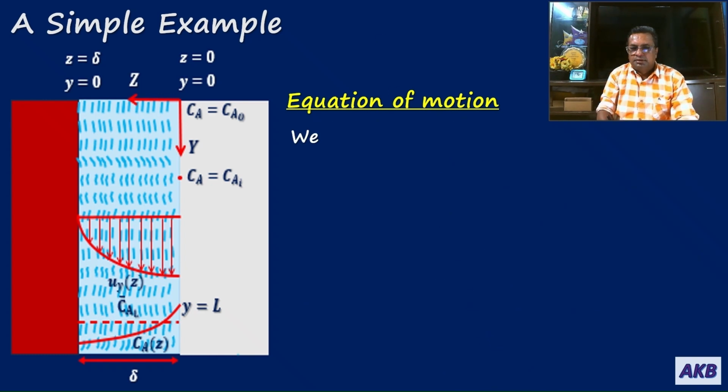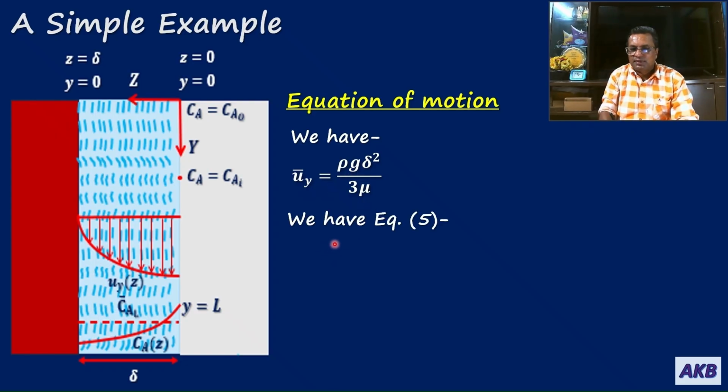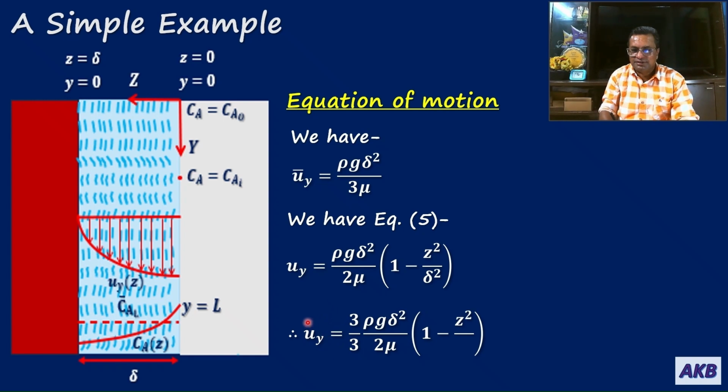Let us move ahead. So we got an equation for the bulk average velocity, u bar y is equal to rho g delta square by 3 mu. If we use it in equation number 5, which is uy equal to rho g delta square by 2 mu into 1 minus z square by delta square, which gives us the local velocity, and rearrange it, I am multiplying with 3 and dividing with 3, so it will be uy is equal to 3 upon 3 into rho g delta square upon 2 mu into 1 minus z square by delta square.